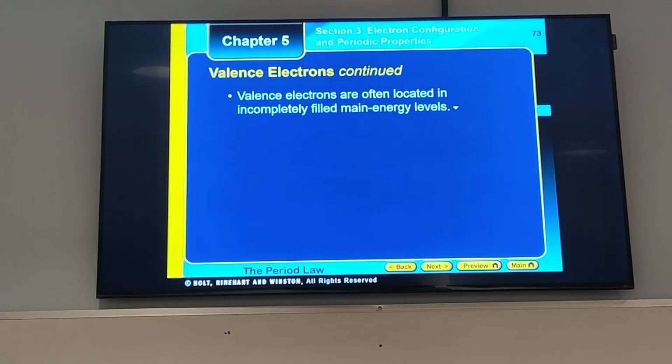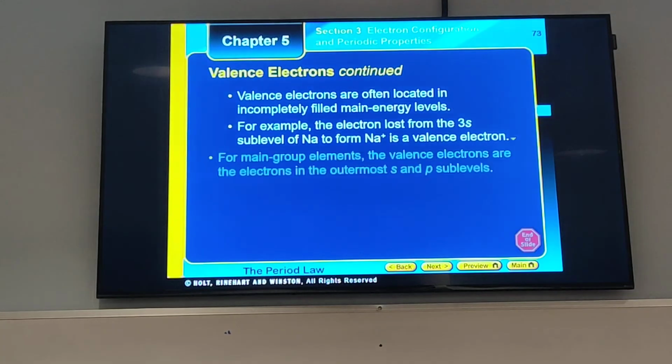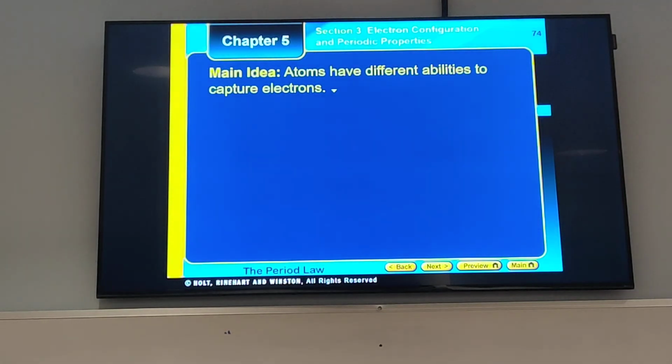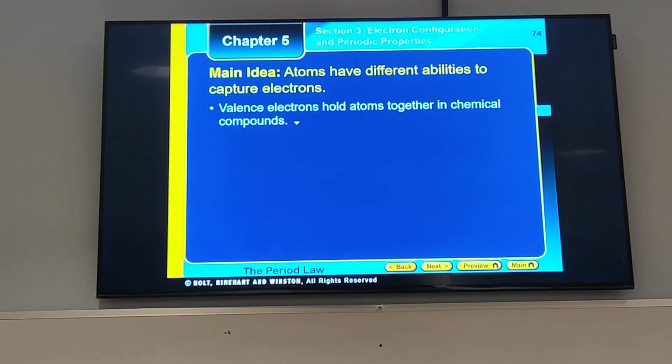If you already have a noble gas configuration, you don't want to react, okay? So it's almost like you have to bribe them with energy to get some of them to react, and the only ones that we've been able to react are down towards the bottom, because their electrons are very far from the nucleus compared to some of the ones at the top. Okay, we talked about that already. Now, atoms have different abilities to capture electrons.